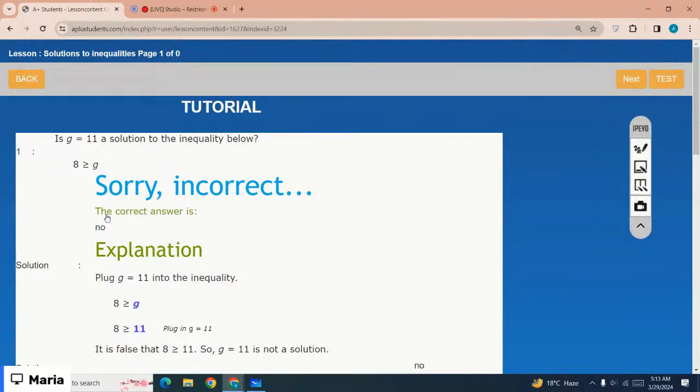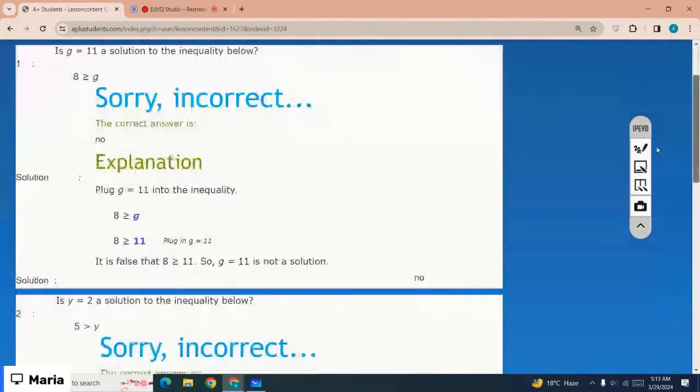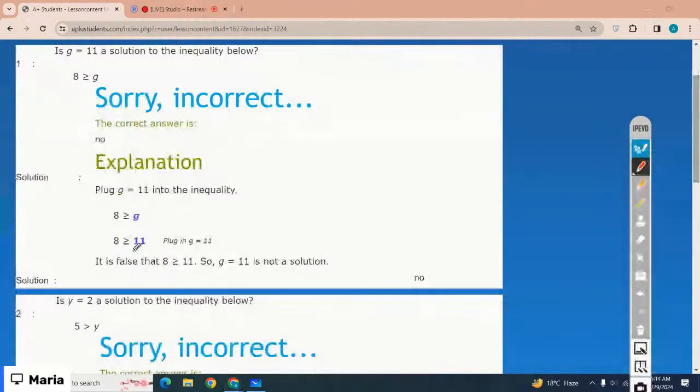So you are given the value of G is 11. Let's just replace G with the value, right? So here you can see, just replace the G with the value G equals 11. So you have to see if 8 is greater than or equal to 11. So which is the correct option? 8 is not greater than or equal to 11, right? That means G equals 11 is not a solution, right?